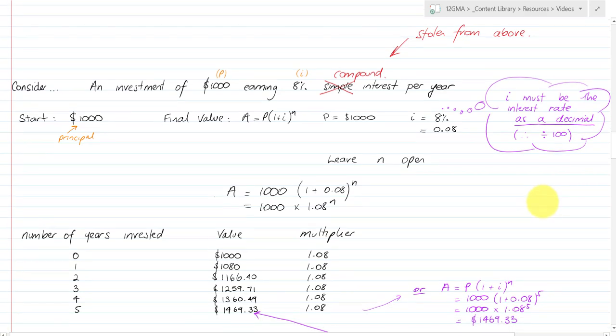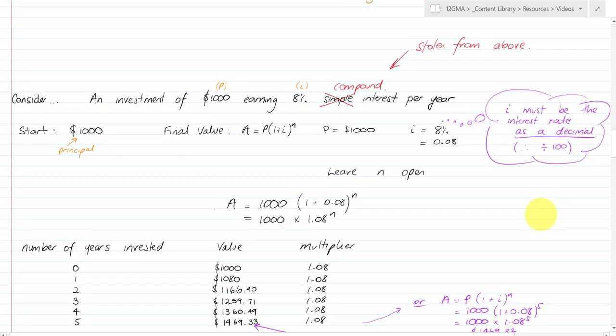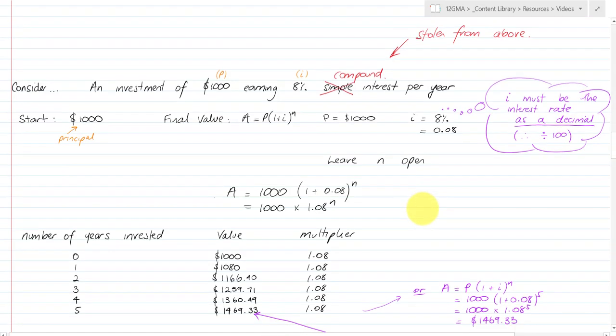Okay, so here's an example stolen from above. I've just cut and pasted and I've crossed out simple and put compound there. Consider an investment of $1,000 earning 8% compound interest per year. Starting at $1,000, the final value was A equals P times 1 plus I to the power of N. So if we leave N open, we could make N 1, 2, 3. Eventually we're going to do a comparison where N is 5, and you might be given a question where you're told what N is. Then when we leave N open, we can actually see a couple of things.